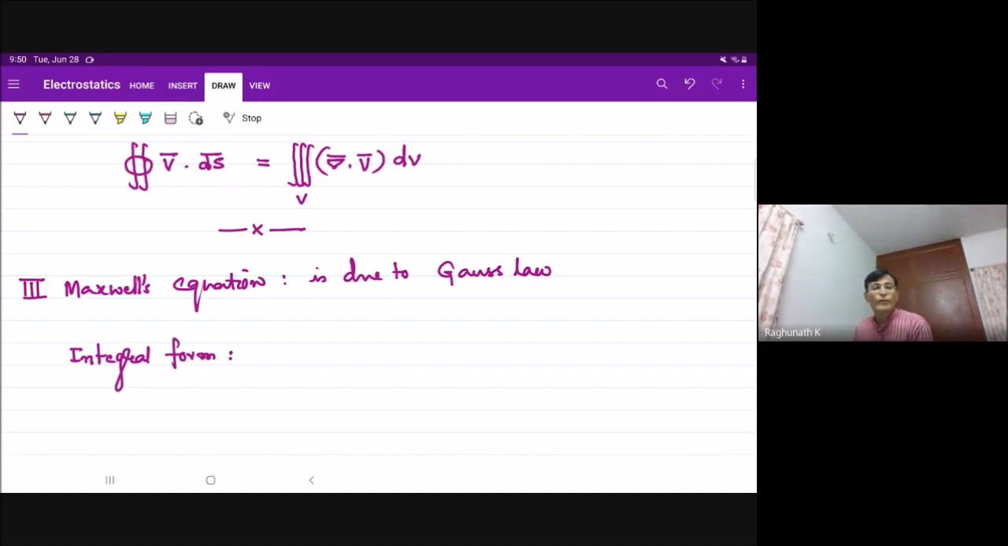is the integral over a closed surface. It is here D bar dot dS bar only. Gauss law is for displacement flux density: the closed surface integral of D bar dot dS bar is equal to Q. Please remember, equal to Q. Q is the net charge enclosed by the closed surface, in integral form.